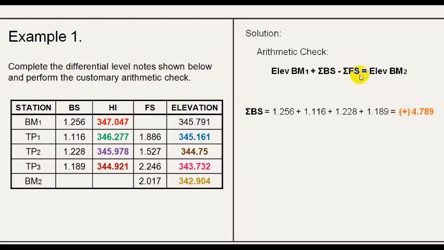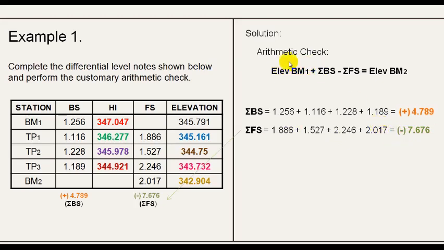The next is summation sa foresight. Summation sa foresight kanina sa na column atong i-add na. So which is 1.886 plus 1.527 plus 2.246 plus 2.017. So, ang total ana is equals to 7.676. Then, negative sign since foresight kay minus side.